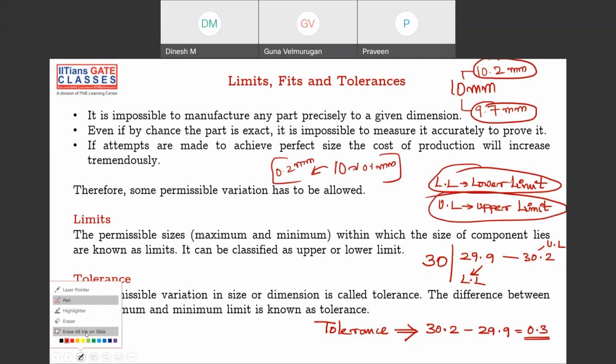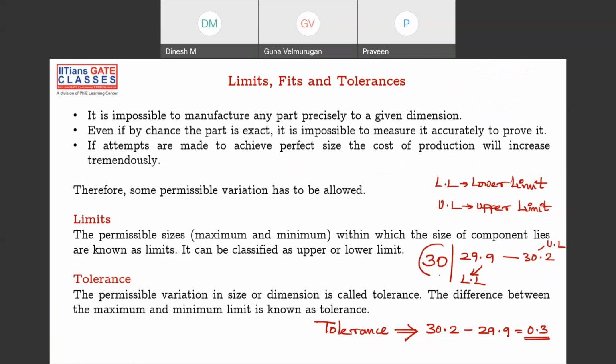Okay, so if you see, 30 was the dimension that I designed. This is your true value, right? But you said that it can go down to 29.9 and up to 30.2. That's the reason why this is the lower limit and this is the upper limit. So that is what limits are. You have to set that. The permissible sizes, maximum and minimum, within which the size of the component lies, are known as limits. It can be classified as upper and lower limit.